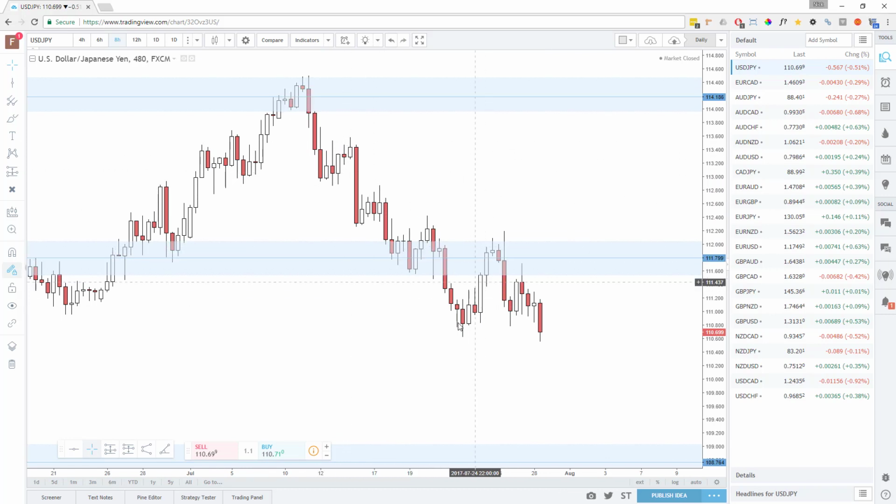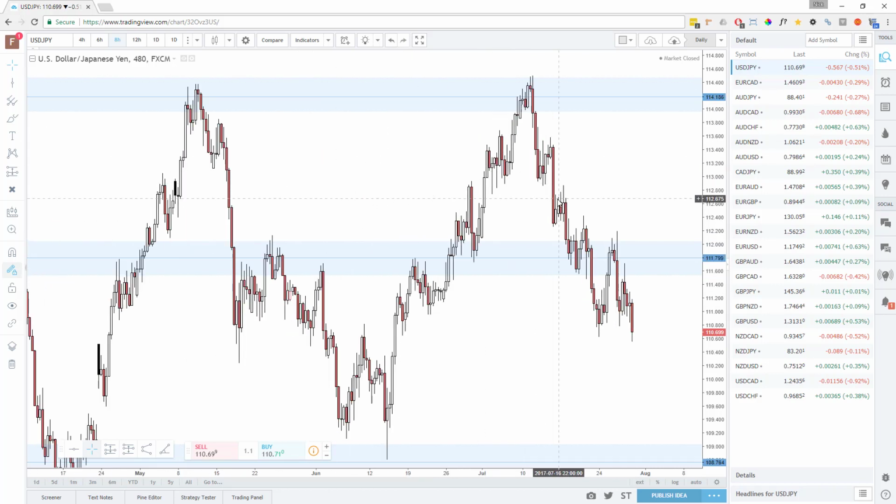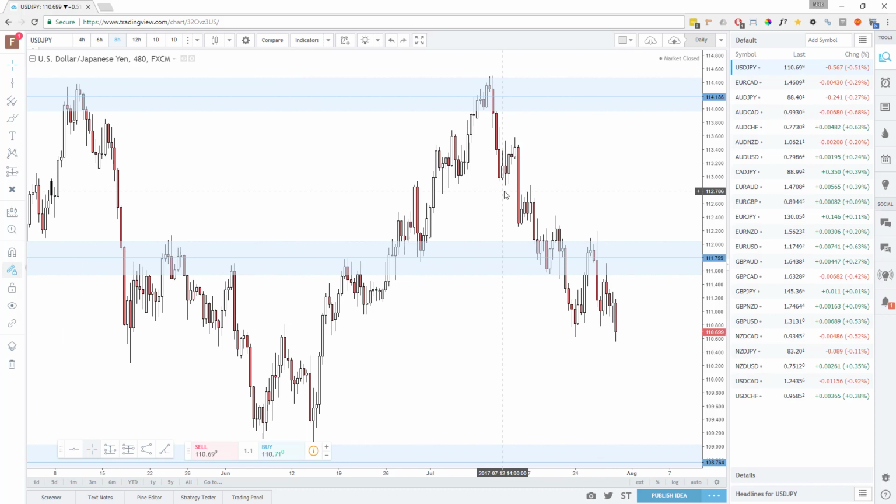You can even get in with these small preceding trends on lower time frames. Small little trend, but more than enough room to make a decent profit. And this one was a really good trade because it was in line with the major trend.